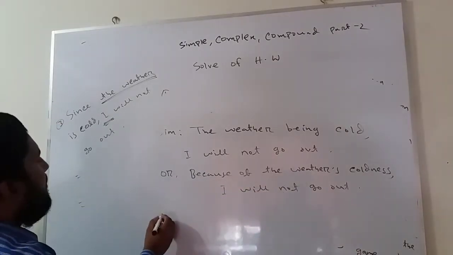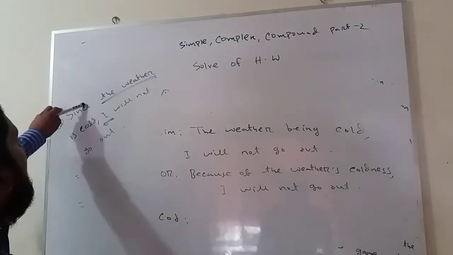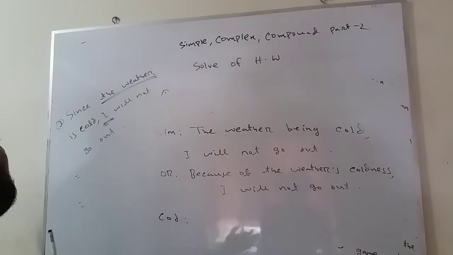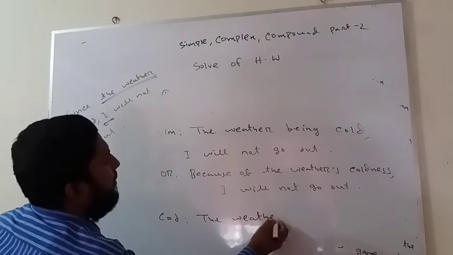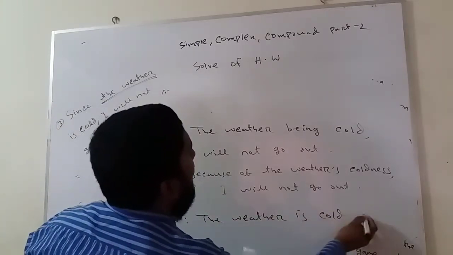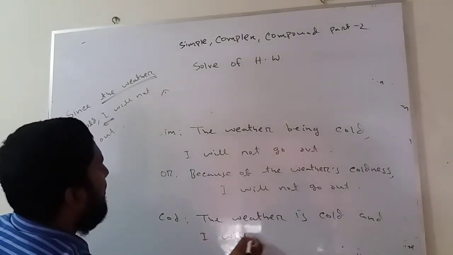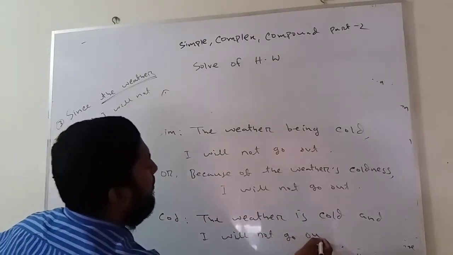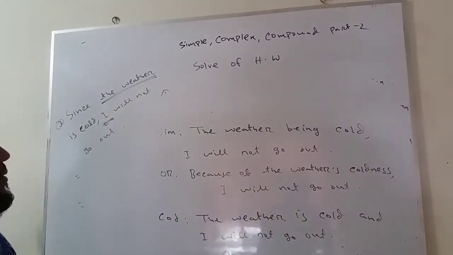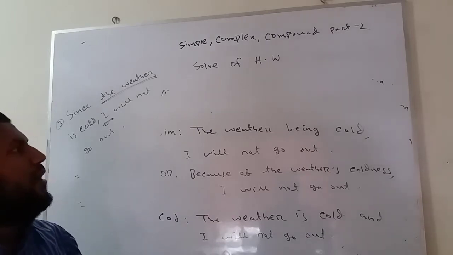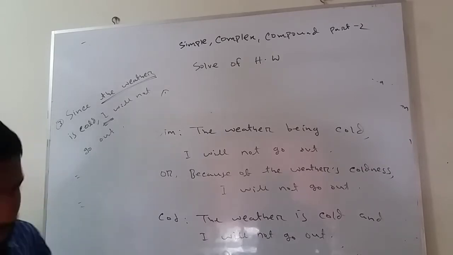Now we will do it in compound form. Compound is very simple. Delete "since" and put "and," and the remainder will be the same. So the answer is: the weather is cold and I will not go out. So this is the solution of the previous class's SW. Now we will do the remaining rules. So look at the board.